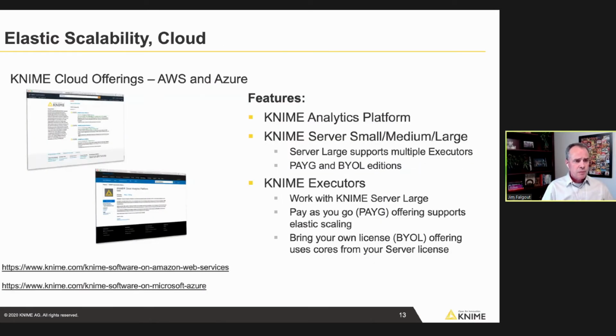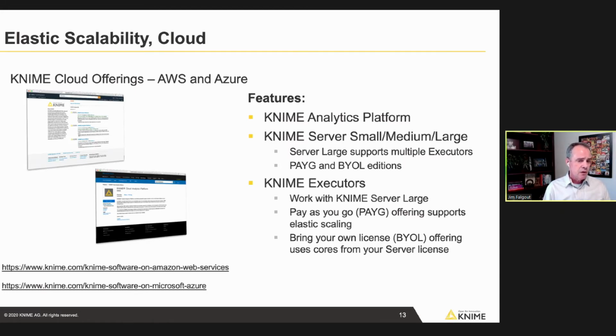All right, we talked a little bit about elastic scalability on cloud. Just to tell you about our cloud offerings within AWS and Azure, we have multiple offerings within their marketplace. Marketplace is great. It's a really fast way if you want to get started with KNIME Server. Literally with a few clicks, you can have server up and running, configured, and ready to go. So on that marketplace on both AWS and Azure, we have the KNIME Analytics Platform. We have all the versions of the server available for you to use, and we have KNIME Executors.